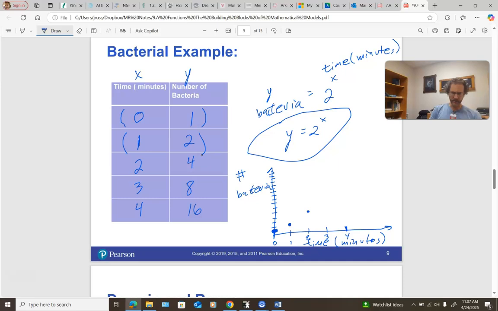Let me see where 8's going to be. Okay. Now this isn't perfect, of course, but relatively close. And then 4, 16, so to the right 4 and then up 16. That puts us about right here, guys. And when you connect these ordered pairs or connect these dots, the shape of this is called an exponential curve.